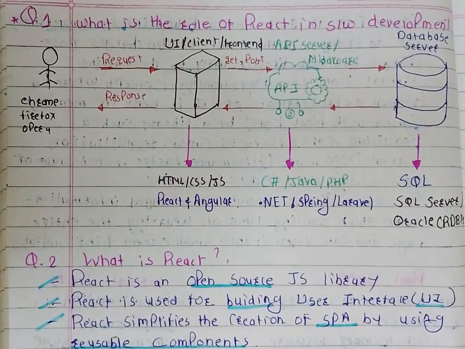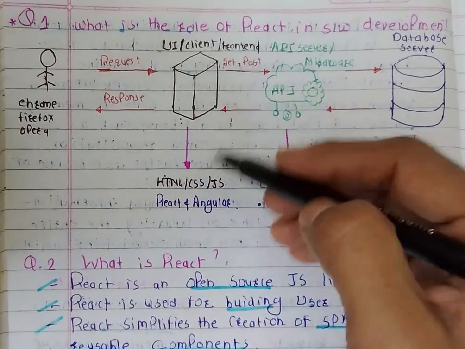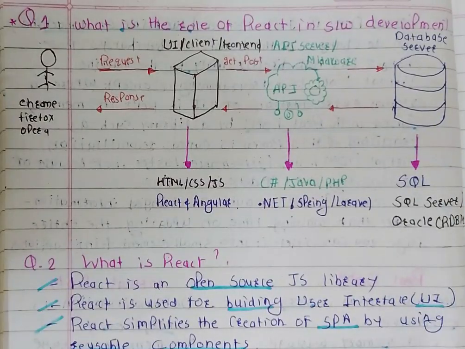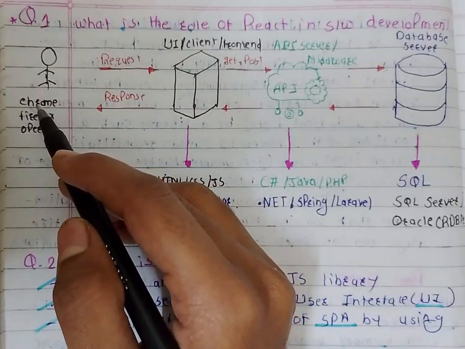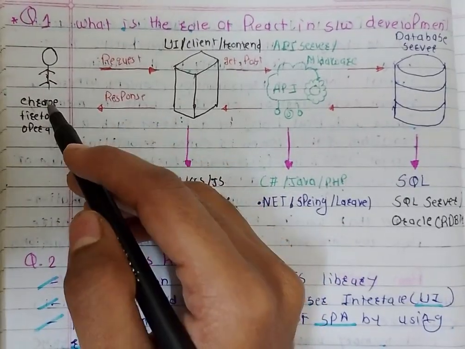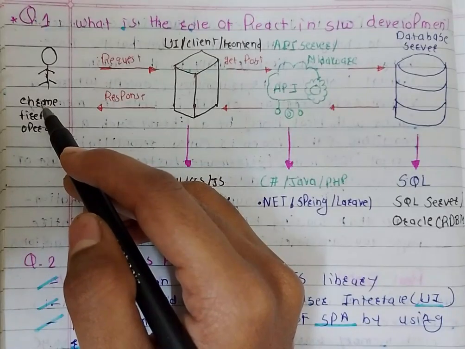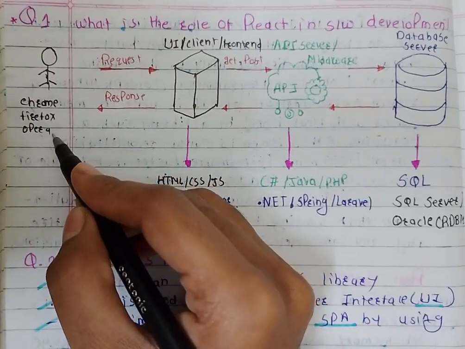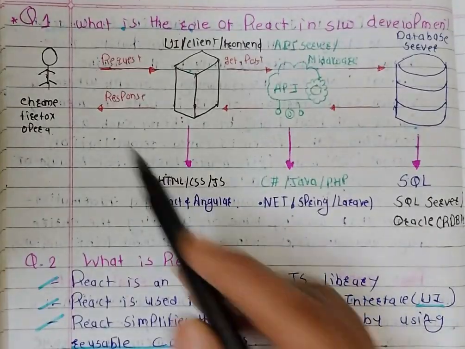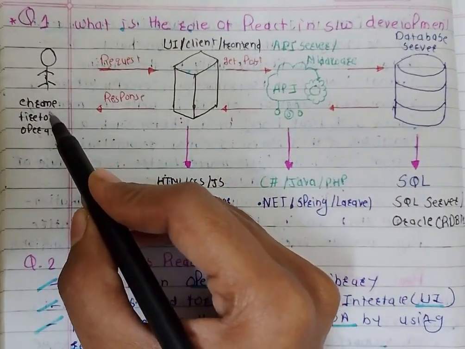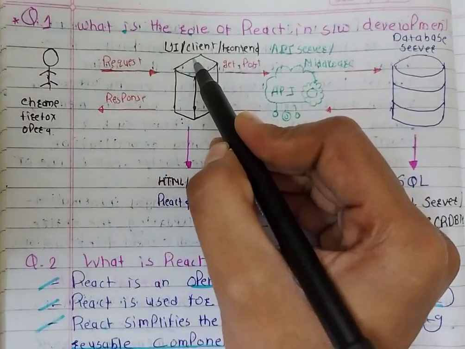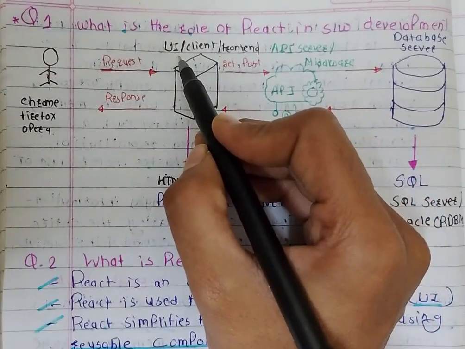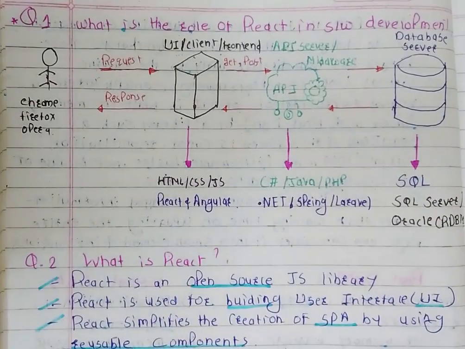So basically, see, this is our front end, and this is our database and so on. First of all, what happens? This is the user, who makes the request using browsers like Chrome, Firefox, Opera. These are all browsers. And then what does the user do with the help of the browser? They send a request to the client. So the client is basically the front end, or you can say the UI. UI stands for user interface.